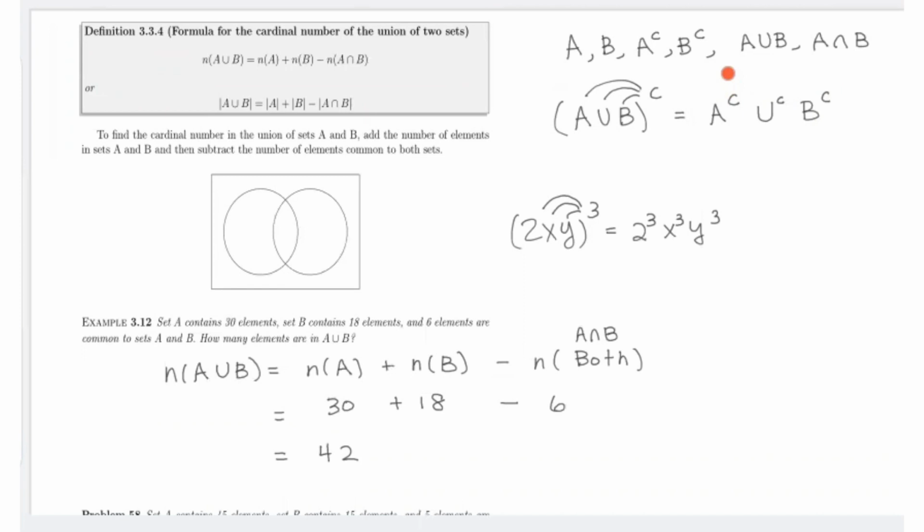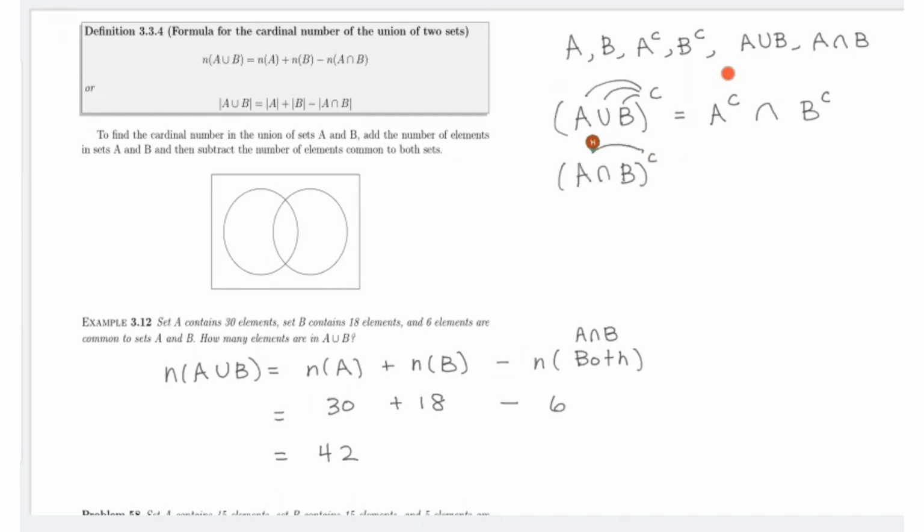But what is a union complement? In set theory, we only have 3 operations: union, intersection, complement. So the opposite of a union is intersection. Do you understand this? Next, we have A intersect with B complement.